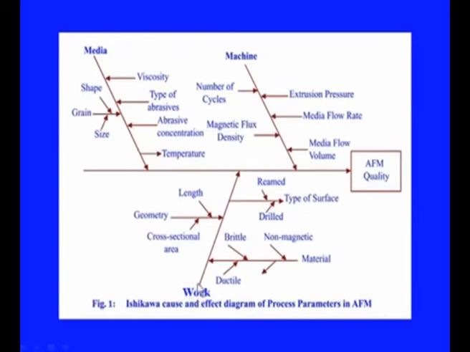For the workpiece, many other parameters are there, like material, whether the material is brittle or ductile, then the geometry of the workpiece, then the length of the workpiece, cross sectional area of the workpiece, then whether the workpiece is reamed or drilled. This type of information will affect the final quality of the surface that is being produced in the AFM. Similarly, the machine based parameters we have already discussed. These are number of cycles, then extrusion pressure, media flow rate and so on.